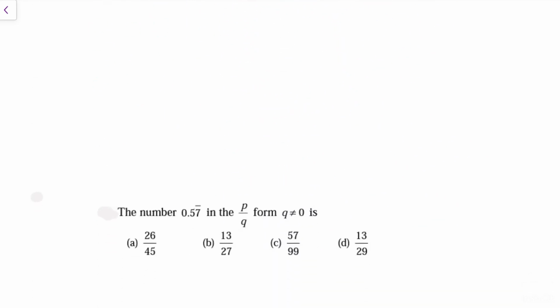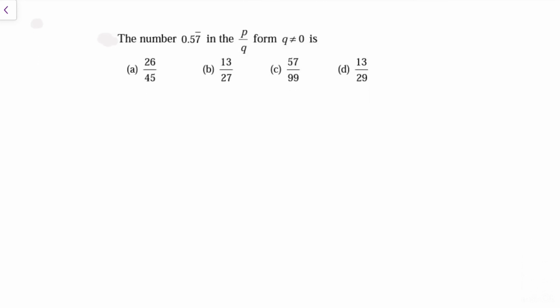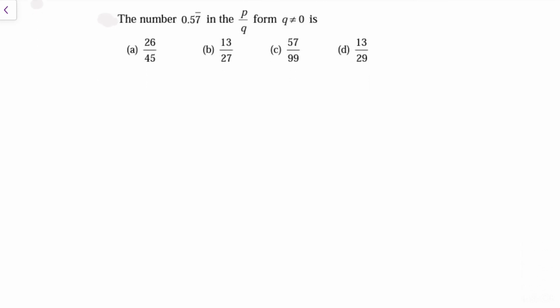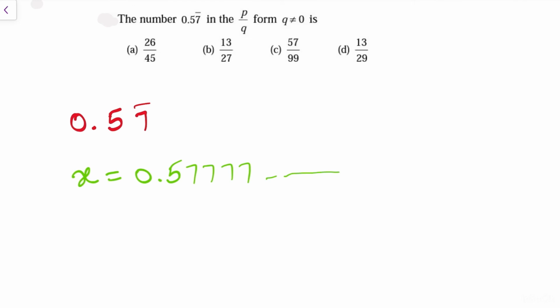Next, write the number 0.57 bar in the form of P by Q. Here the bar is only for the 7. Whatever the given question is, let us assume that as x. So x equals 0.57 bar. Since the bar is for 7, we continue 5, 7, 7, 7, 7 and so on. Here, how many digits are being repeated? Only one digit is repeated.